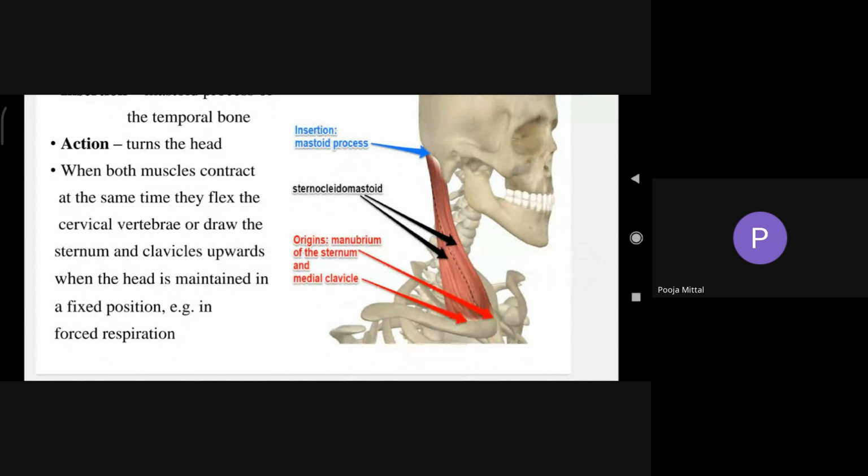So when we are inhaling deep and long, the lungs are filled with air, the lungs are getting larger, and at that time the clavicles and sternum are uplifting, and this sternocleidomastoid muscle is getting contracted. So it has a very important role in breathing.